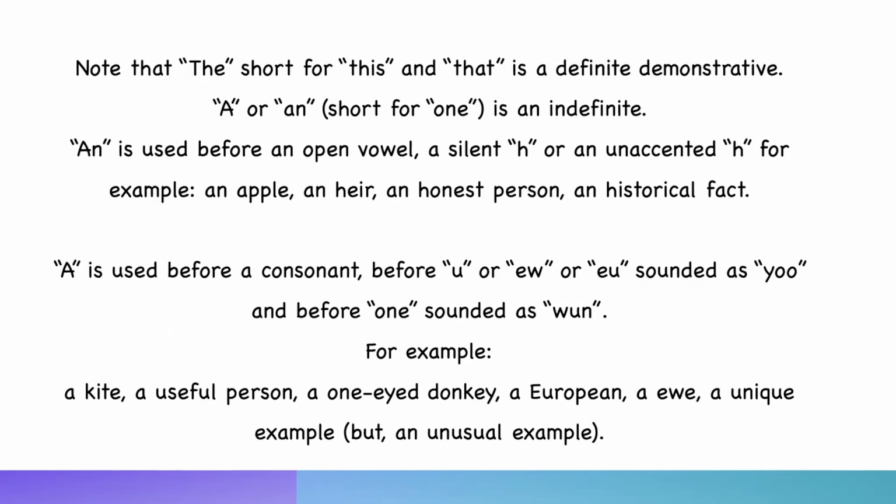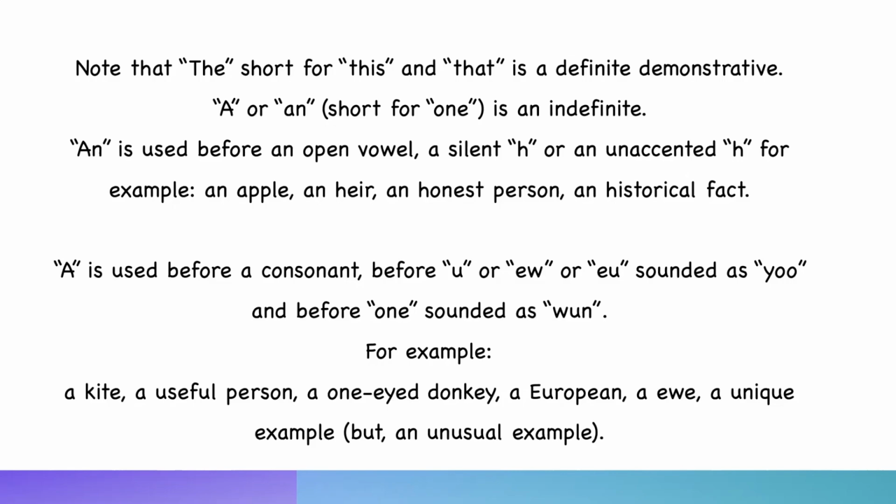Note that the, short for this, can also be pronounced differently, depending on the context of your conversation. So note that the, short for this and that, is a definite demonstrative. A or an is short for one and is an indefinite. An is used before an open vowel, a silent H or an unaccented H, for example: an apple, an heir, an honest person, an historical fact.